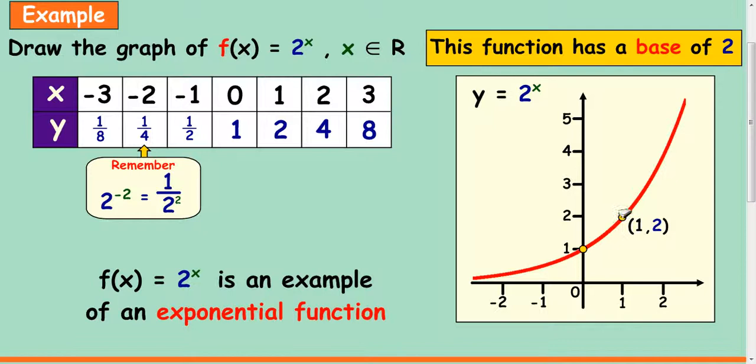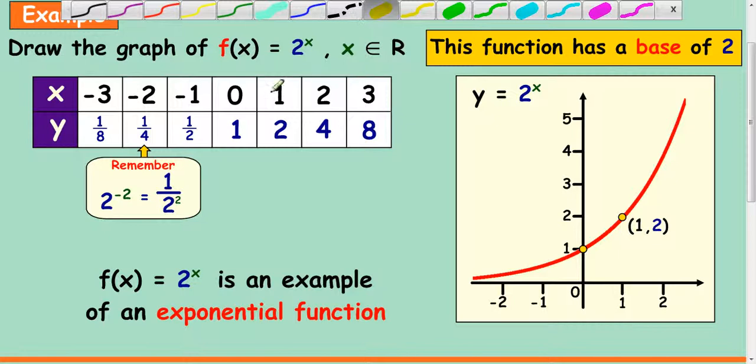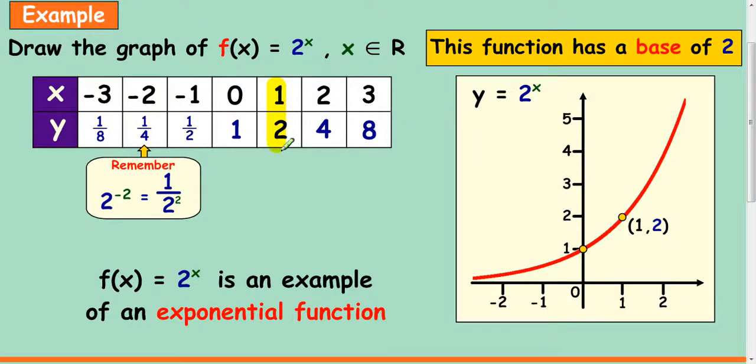Another point to note is this point here, (1, 2). This comes from this value here. So 2 to the power 1 is 2. And if you were to draw the graph of 3 to the power x, and you put 1 in, this would be (1, 3). And 4 to the power x, that would be (1, 4). So this value is always dead easy to work out, because the second part is just the base.